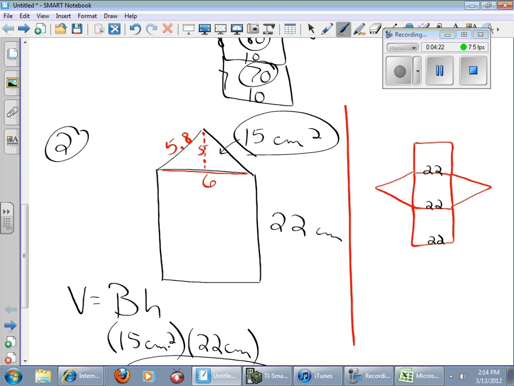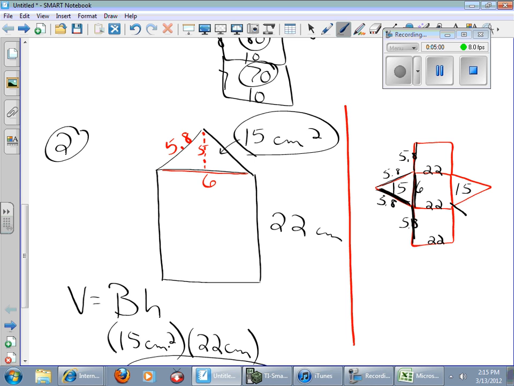That's the height of the prism. I also know that this side right here is 5.8, and that means that this is 5.8. How do I know that? Because when I fold it up, this side of the triangle and that side of the rectangle will be touching each other. Now, this side over here is also 5.8, which means that's 5.8. Same logic. This, it's 6. It's the base of the triangle. I don't need to calculate the area of the triangle. I already know it's 15. How do I know that? The story told me.